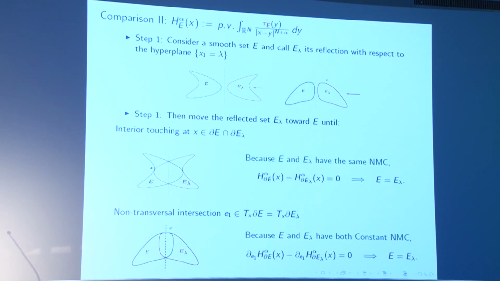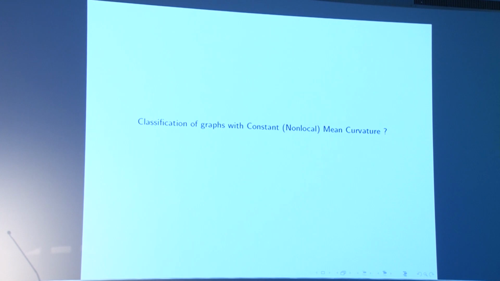So if I am symmetric with respect to this, and then I can choose any direction, then I will become a sphere. So that's exactly the idea of the proof. So I have to go maybe into another game, that is the classification of graphs with constant non-local mean curvature.